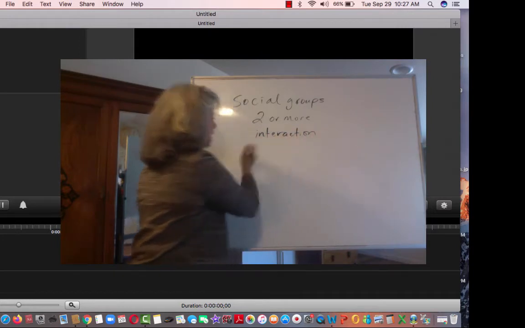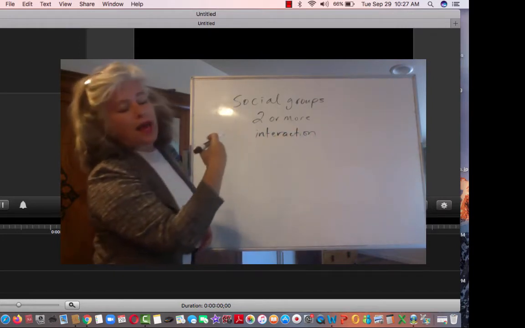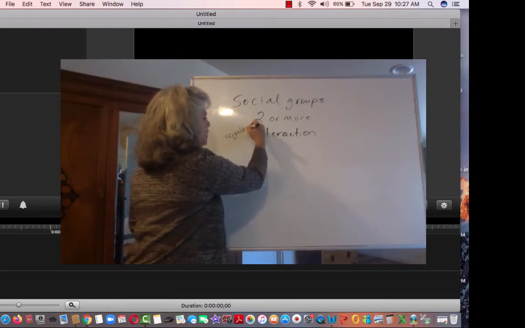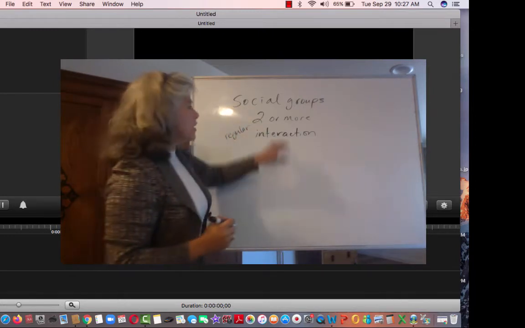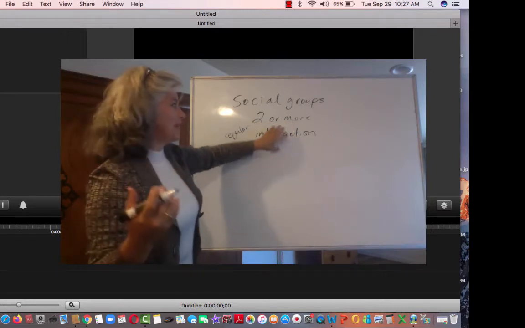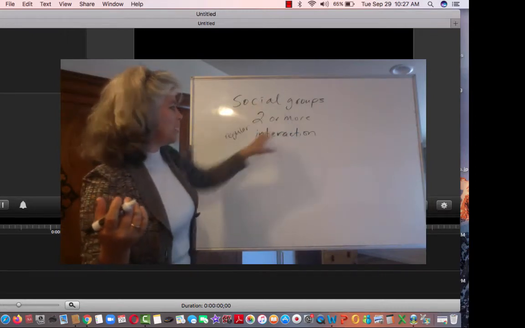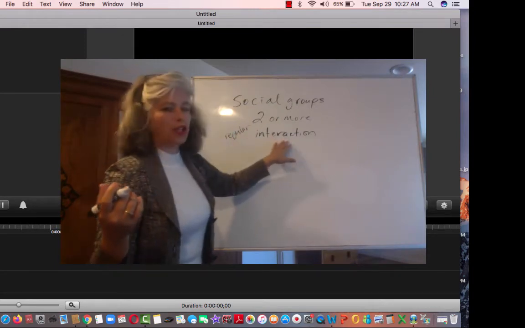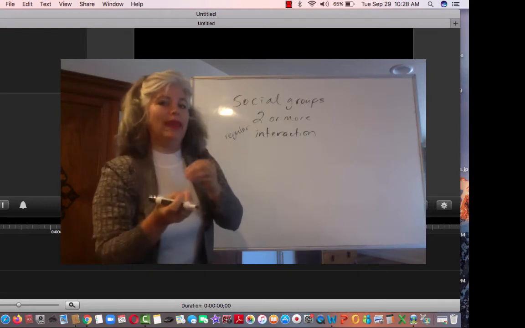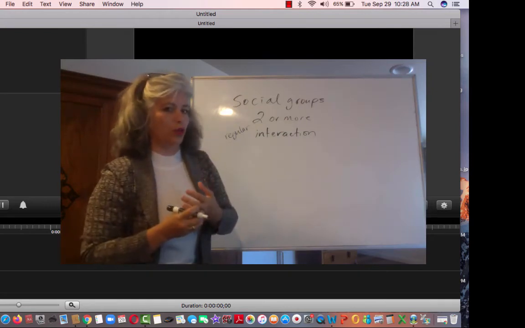Let me stick that adjective in front of this. It has to be regular or frequent social interaction. So you can't just be another person on an elevator going up to the 5th floor and call that a social group, because there has to be regular interaction with the same people in order for you to have the beginnings of what is called a social group.